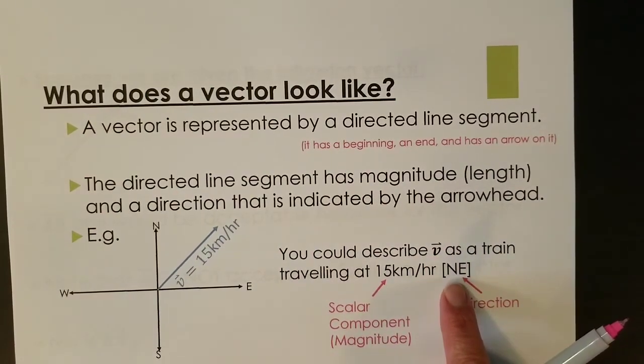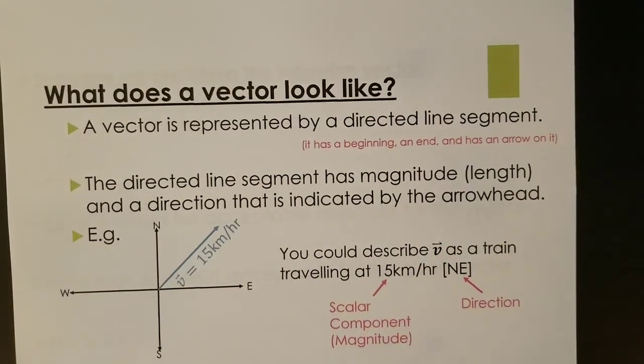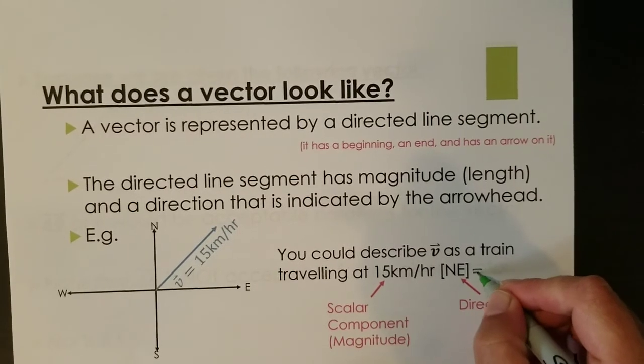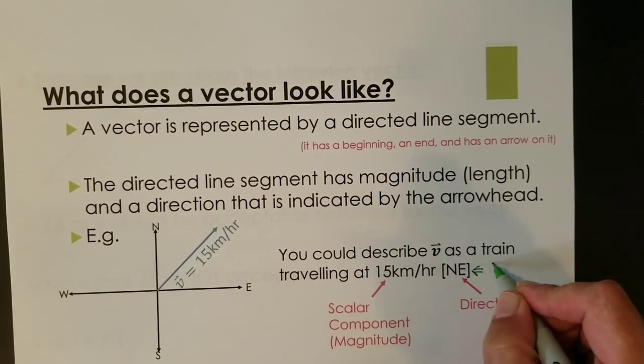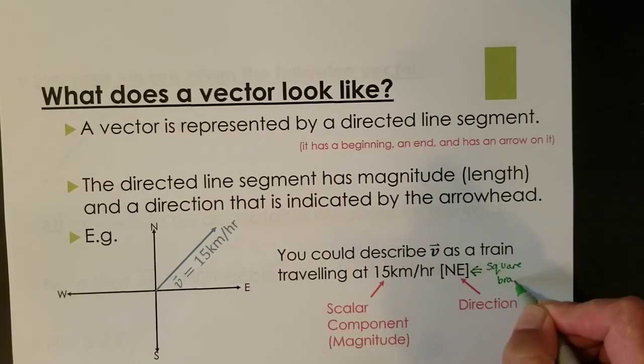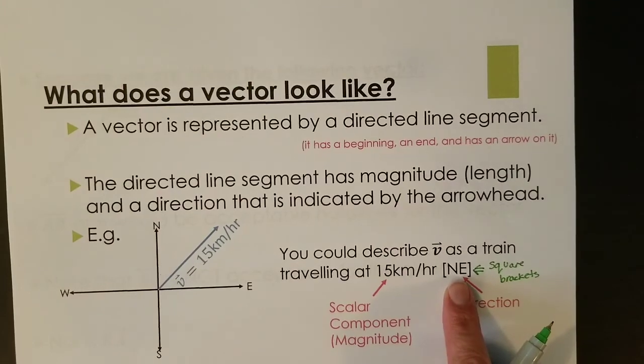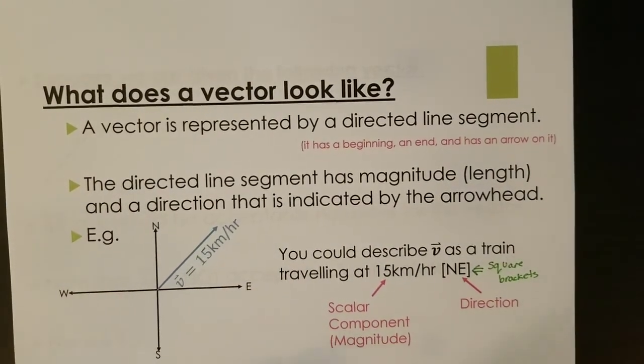Whenever we're talking about a direction, we put the direction in those square brackets. That's an indication that whatever is inside there is the direction component of a vector. So that's just a little notation note there.